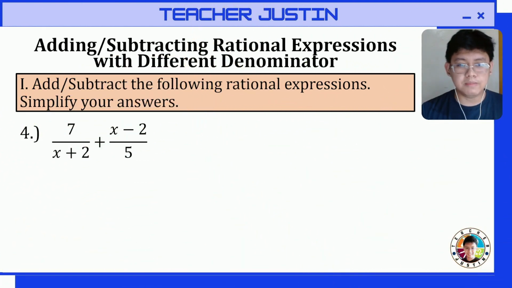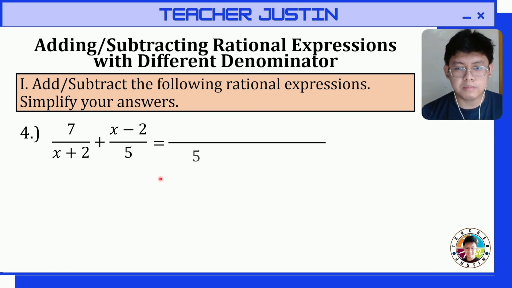Let's have this item. Let's add these two rational expressions, 7 over x plus 2 and x minus 2 all over 5. So, ang gagawin natin is first, we get the least common denominator. So, ang least common denominator natin dito, knowing that they are both prime numbers or prime factors, we will have to multiply x plus 2 and 5. So our least common denominator will be 5 times x plus 2.